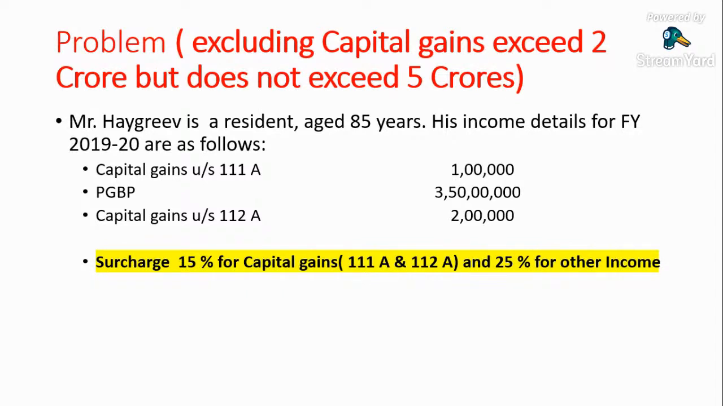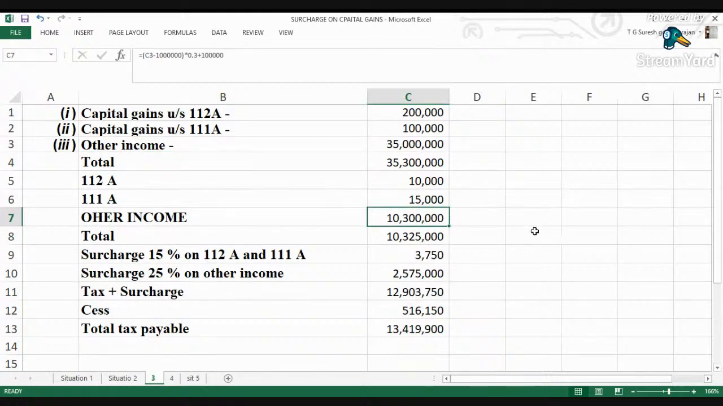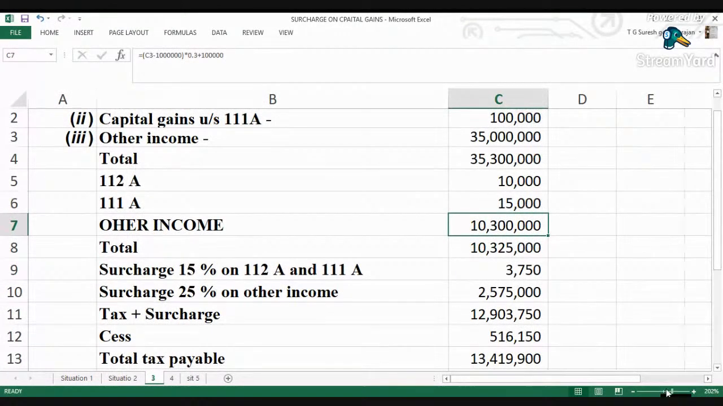Right, so let's go to the Excel now for the answer for the question. So the concept, of course, the surcharge as part of it we have already discussed. Therefore, let's move on. So basically, being a senior citizen, the tax rate for the first 5 lakhs is 0. That's the only point which you should bear in mind.